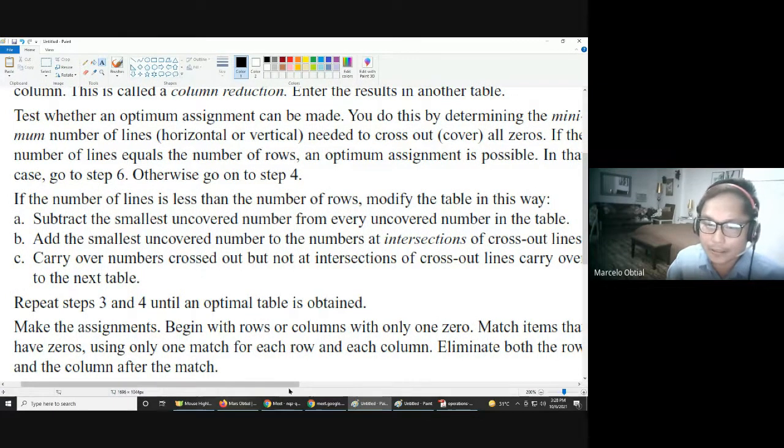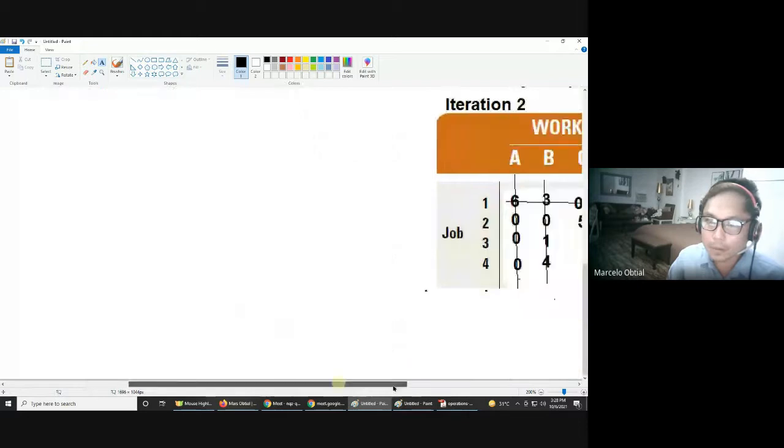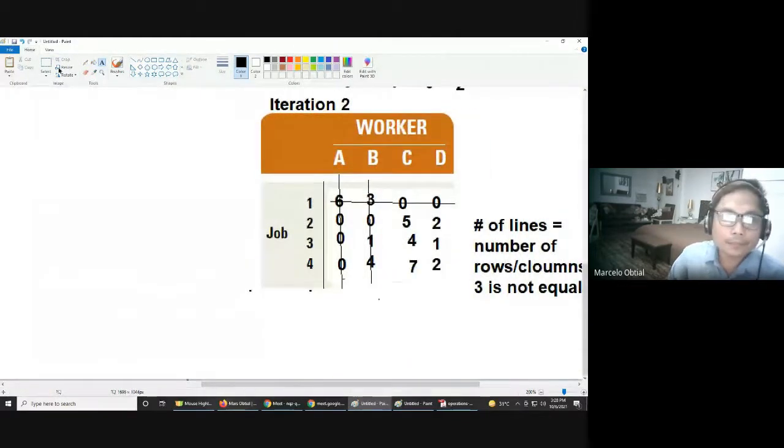No? So let's apply. Okay? Among sa hindi na cross out, ang pinaka-smallest is 1. Okay? So according sa algorithm, itong 1, ang pinakamaliit, atin daw siyang i-deduct, no? So every uncrossed value. And i-add natin doon sa intersection. We're talking about here, ha? 6 plus 3. Okay, let's do that. This is iteration 3.